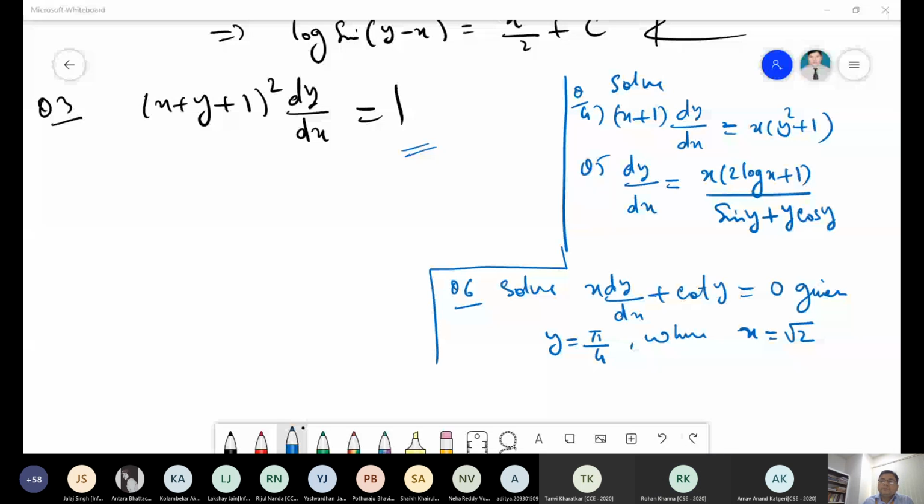Yashvardhan Jaswal. Sir, y plus 1 minus tan inverse (x plus y plus 1) equal to c. Yes, sir. This is the correct answer, I think. Good. Yes, sir, y plus 1 minus tan inverse (x plus y plus 1) is equal to c.